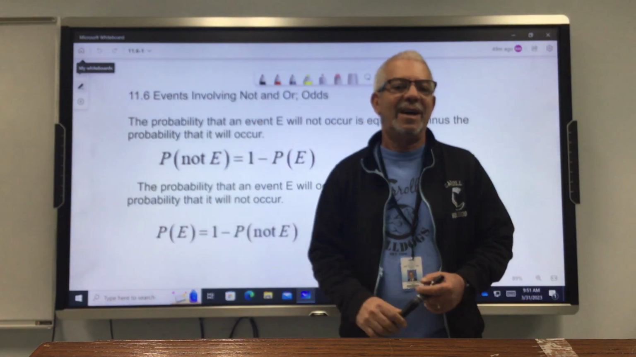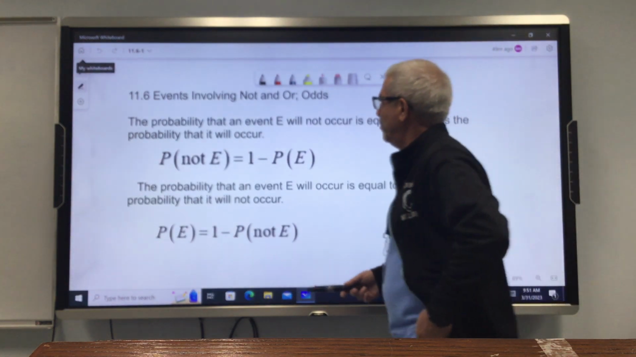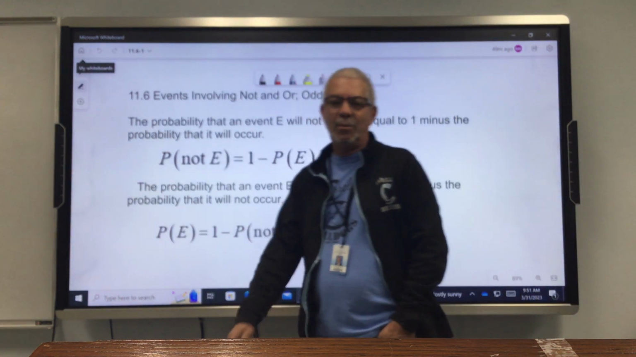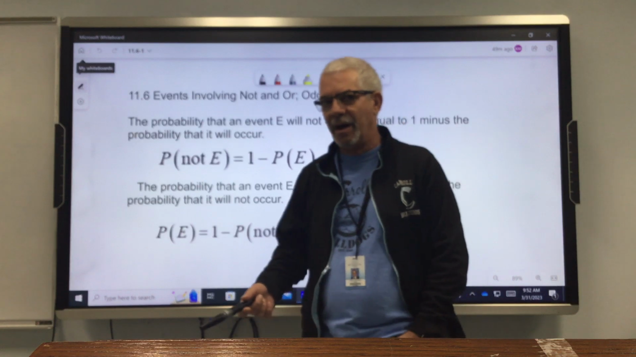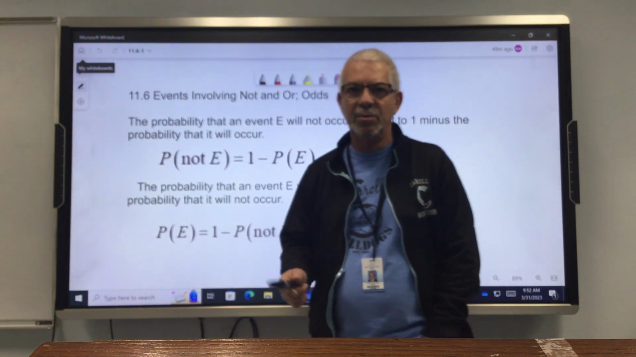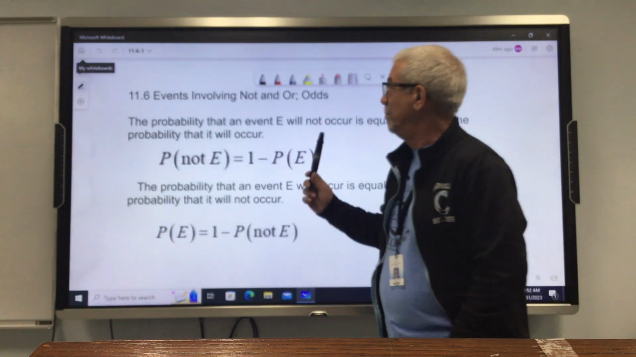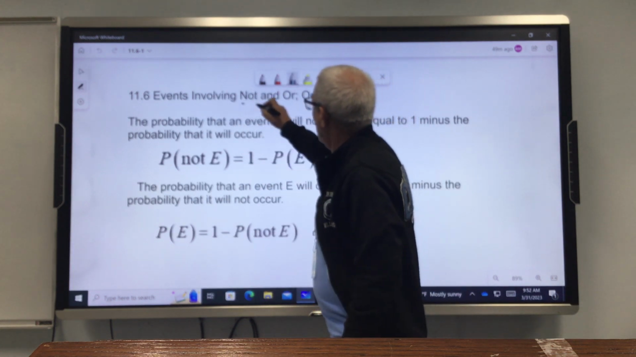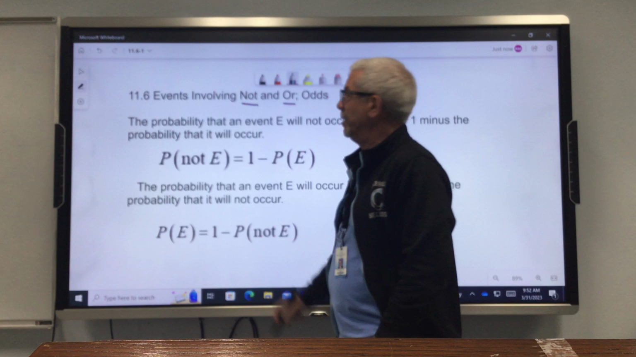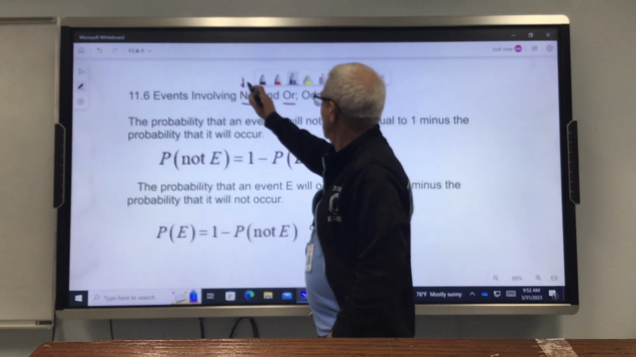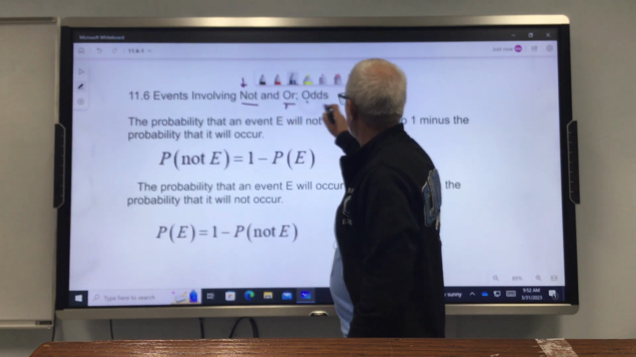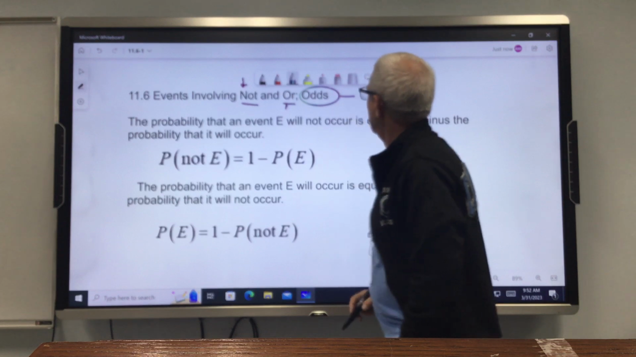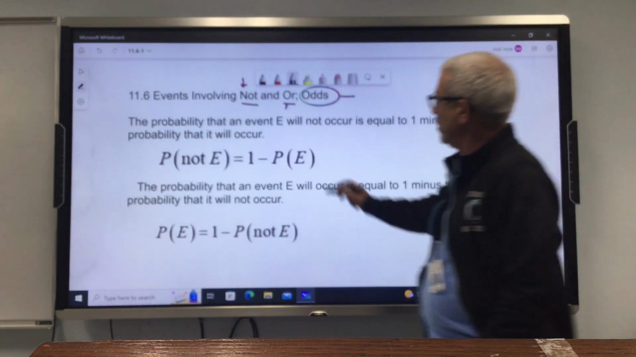Okay, today the topic is 11.6. We remember that we saw already 11.4 and 11.5, and today the topic is 11.6, that is events involving "not" and "or". Then we have the formula for this one, we have the formula for "or", and we have two formulas for "not". All right. Then let's begin with this one.